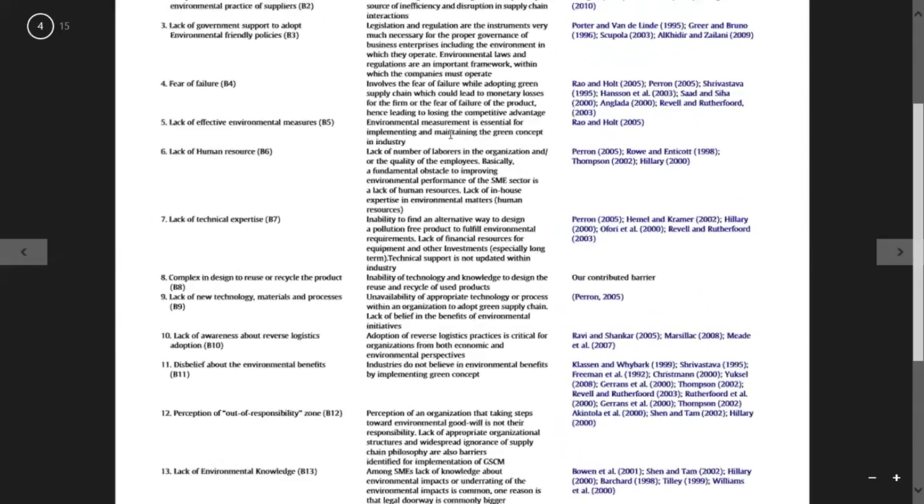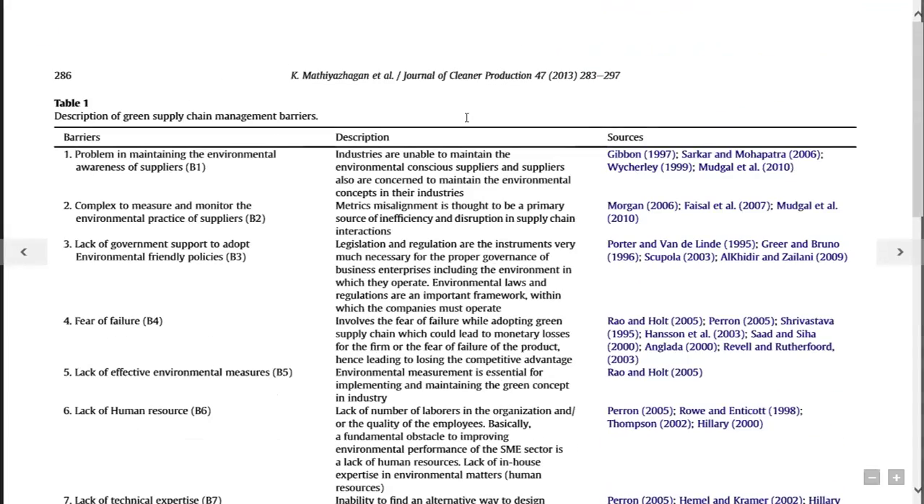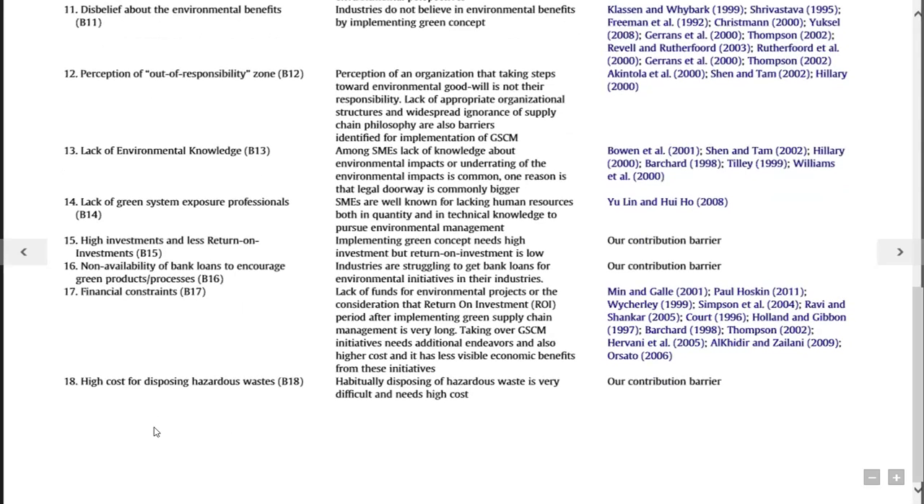Now here they have given this sort of table. Some of you are asking what the barriers are and how to go ahead, so this is a table generally given. The first barrier is problem in maintaining environmental awareness. This is the description discussed in these papers. Again, I'm saying it's not that B1 leads to B2 or B1 leads to B3. Simply, B1 has been raised as a concern in these papers. This is the definition. So how many have they taken? 18 are on this page.